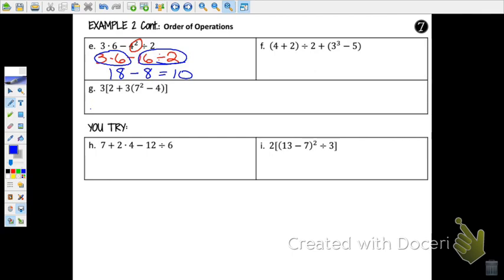In F, where are we going to start? What are we going to do first?